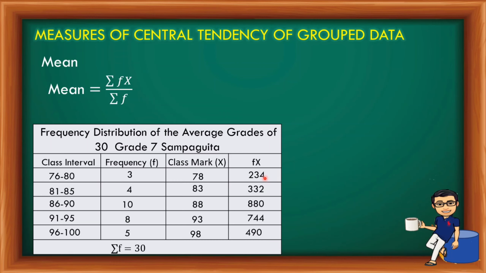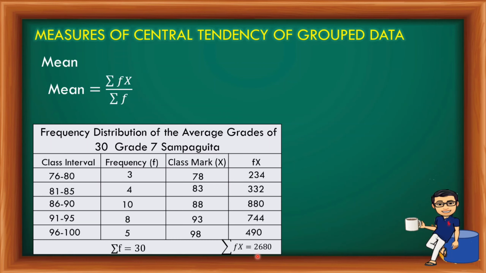Then you are going to add this. So 234 plus 332 plus 880 plus 744 plus 490. Yun naman yung tinatawag na summation of Fx. So inadd natin ito, that's summation, and that is equal to 2,680.